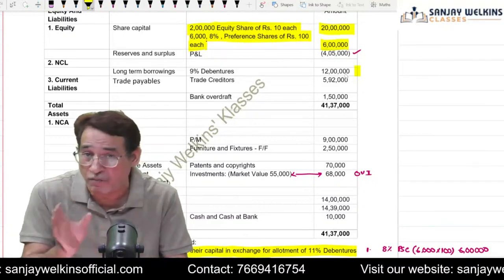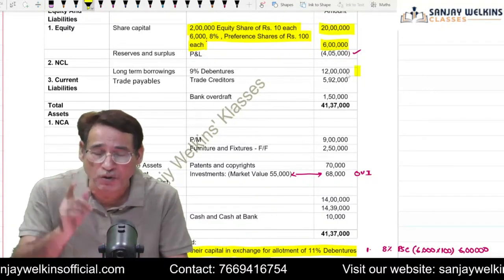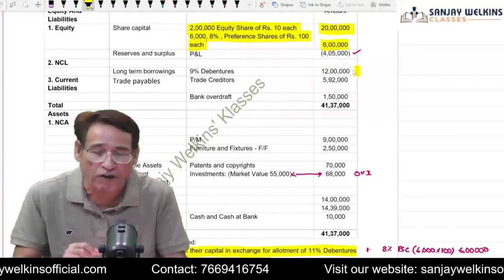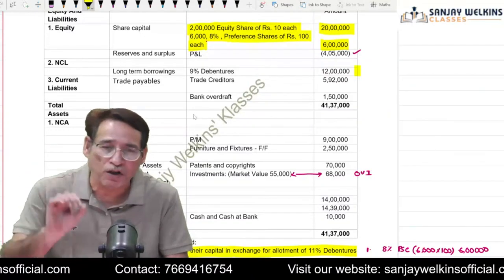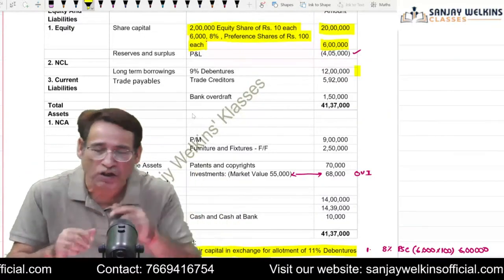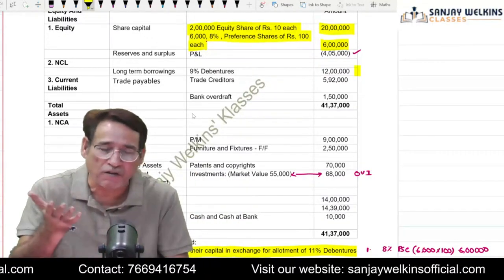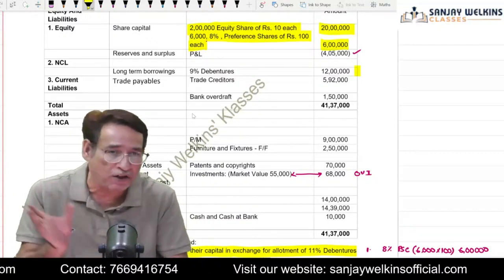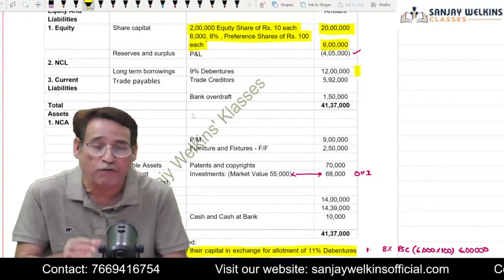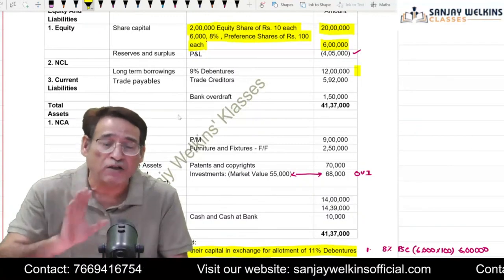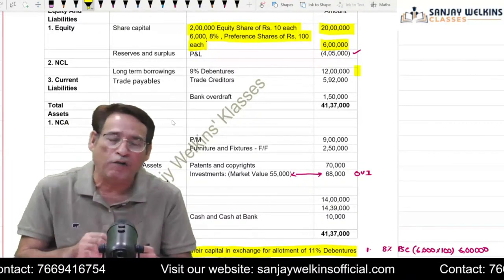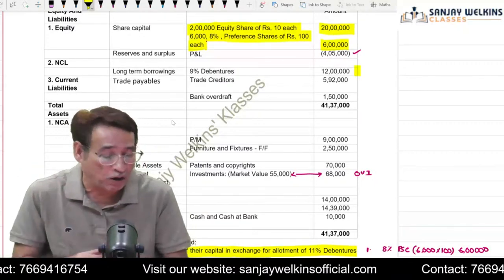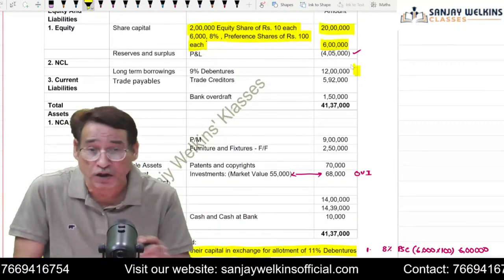9% debenture is appearing in the balance sheet. Do you know, whenever a company issues debentures, it will generally not attract potential investors to invest their money in them? As you know, debentures do not possess voting rights in the company. So it is very difficult for the company to raise finance through issuance of debentures. Generally, the potential market will not give a great welcome to such issuance.